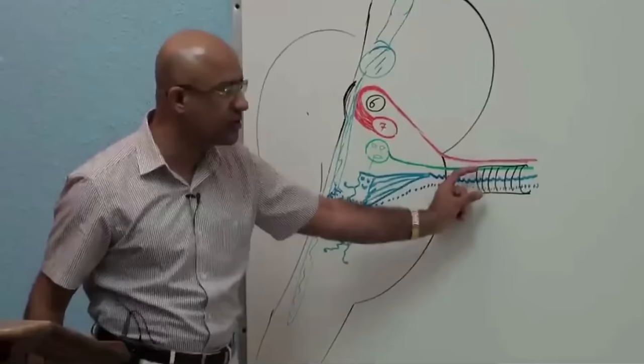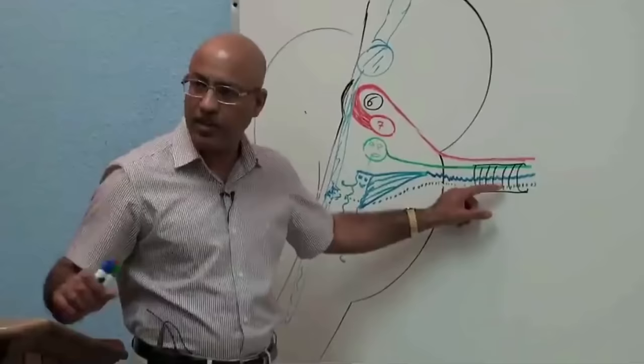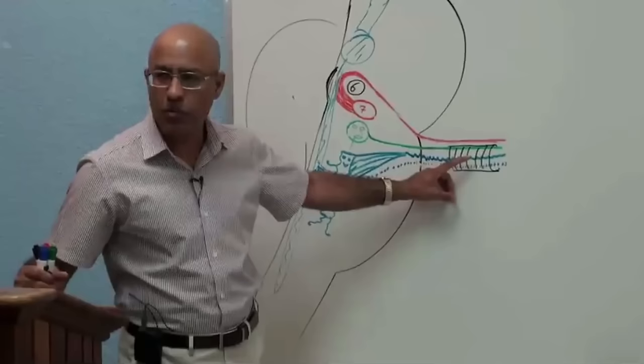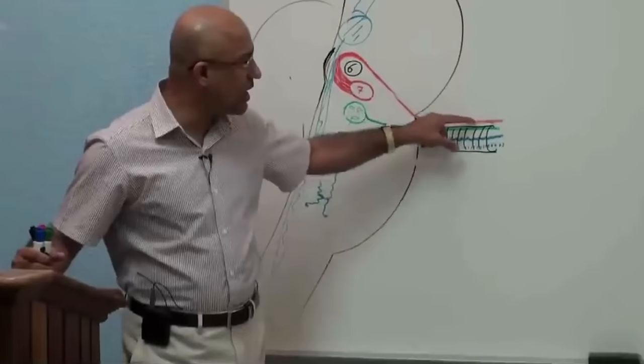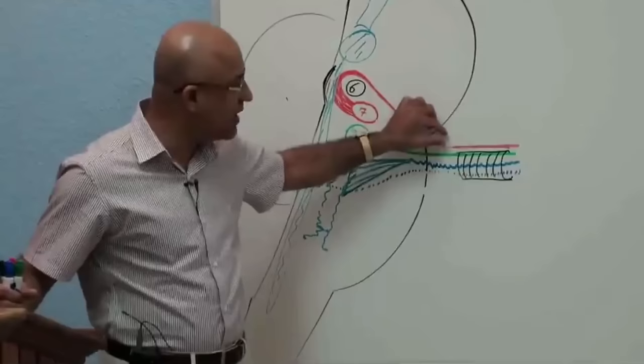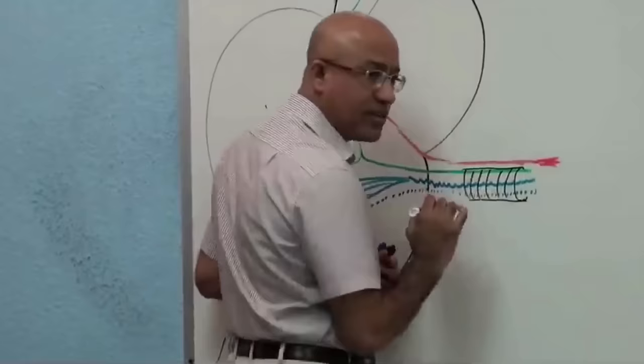What is this component called? Nervus intermedius. Now, this nervus intermedius, in most books, is written as the sensory component of the facial nerve. And this is called the facial nerve proper, which is also called the motor component. These branchiomotor fibers make a thick bundle, and this is called the facial nerve proper. And this is nervus intermedius.